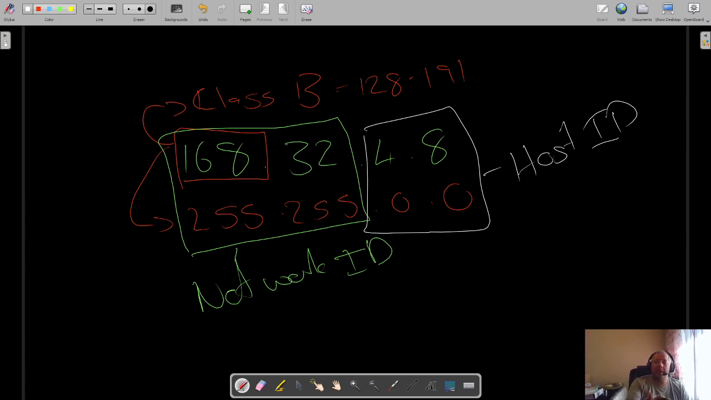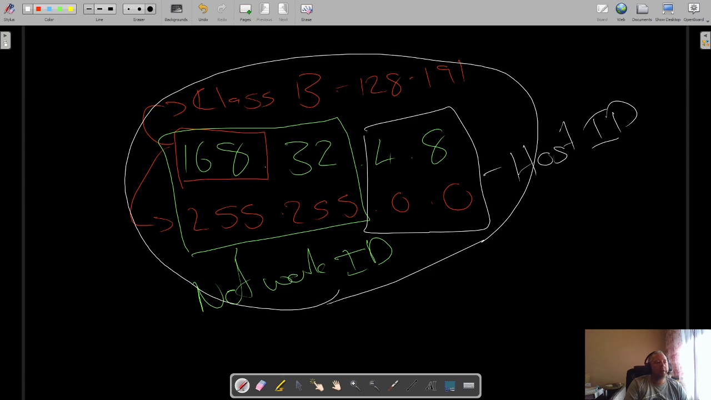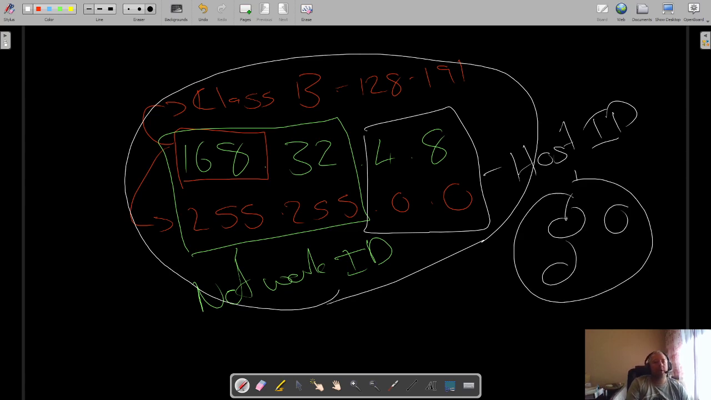Okay, so you can get a lot of information from an IP address. By you giving me an IP address, I can tell you exactly what class it is, what part is the network ID, the street address, and what part is the host ID, the house number. This also tells me if I'm designing a network for this IP range, all the computers in that network must all start with 168.32 because they all need to belong to the same network.